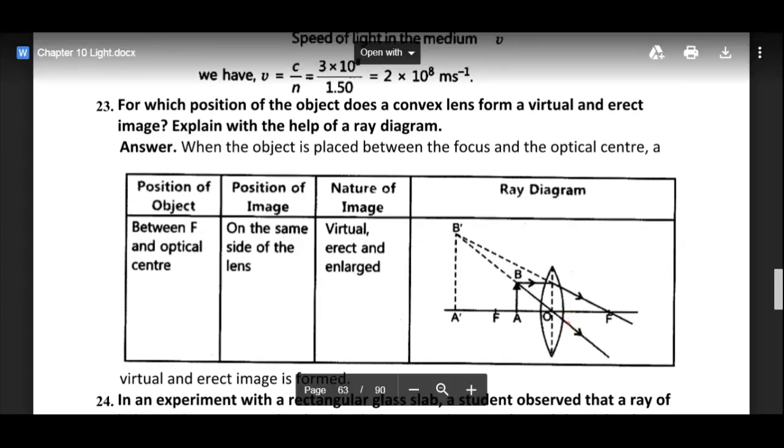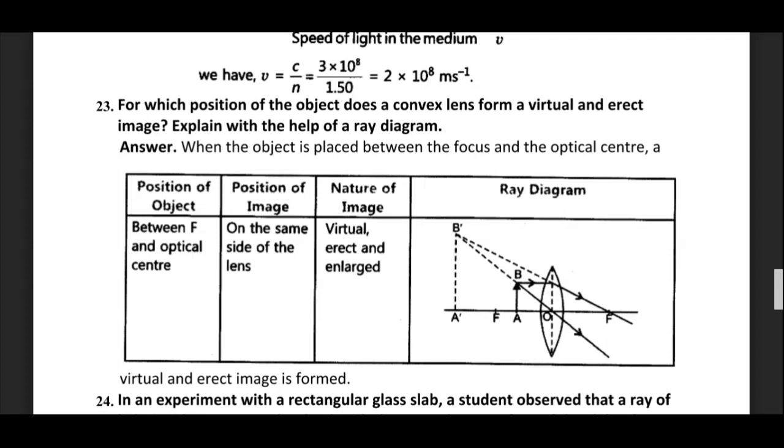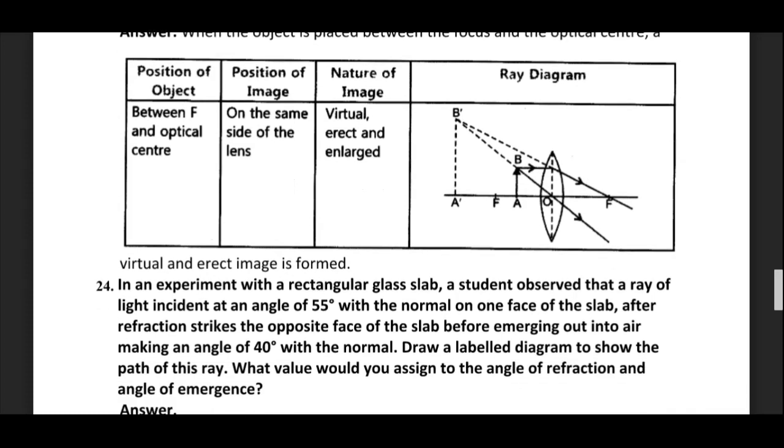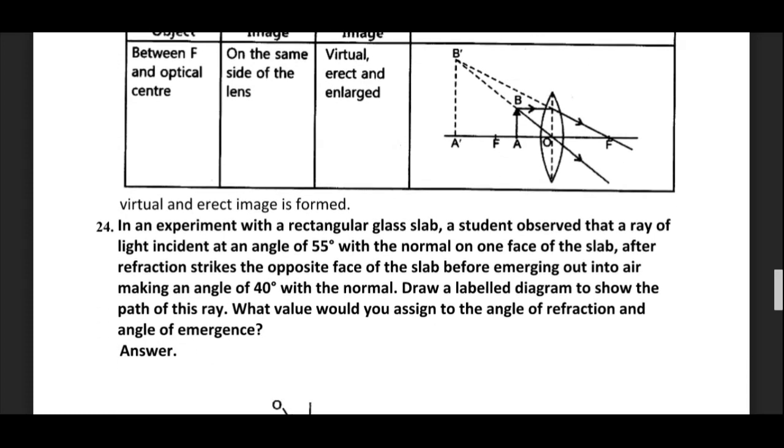So you can see the object is placed between F and O, and the ray which is going parallel to the principal axis will pass through the focus, and the other ray passes through the optical center of the lens. When both these rays are extended on the same side of the lens, the rays appear to be intersecting at this point, and A dash B dash shows the height of the image which is getting formed over here. This is a virtual image.